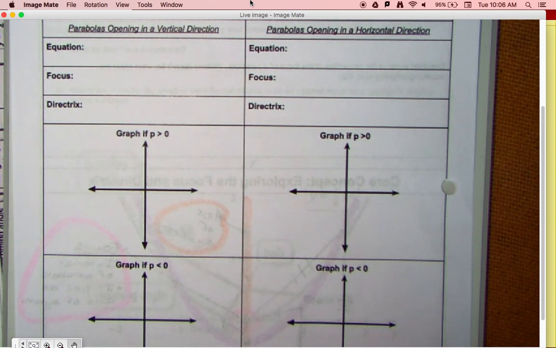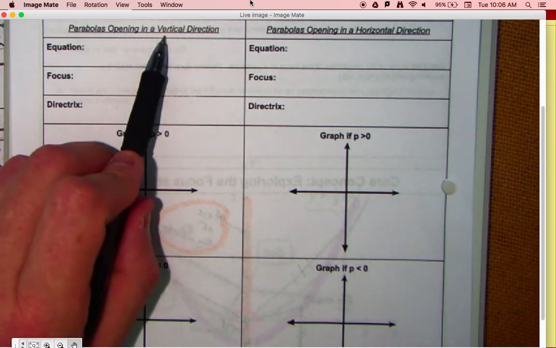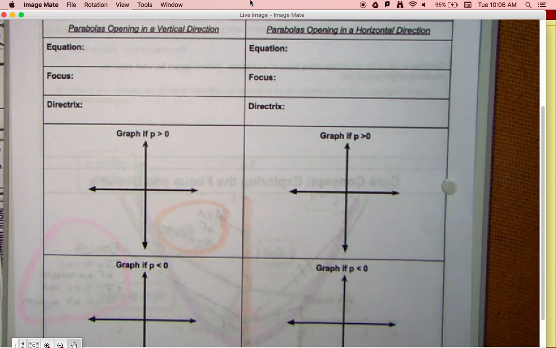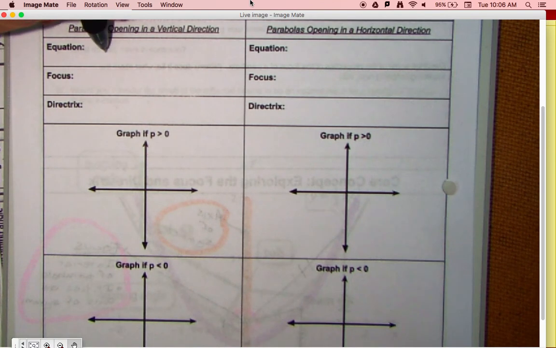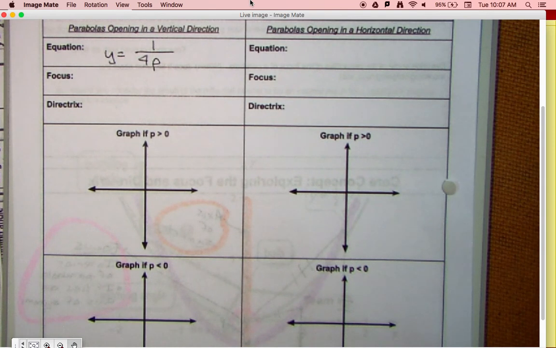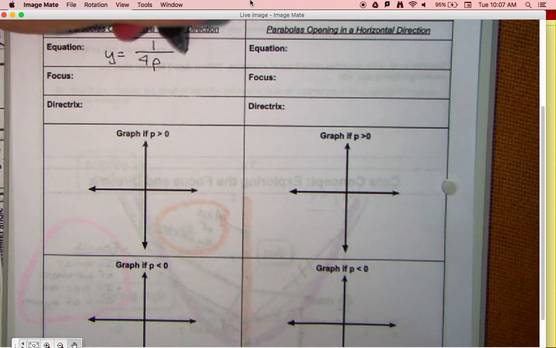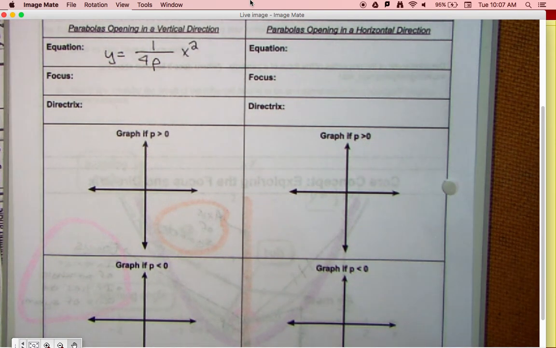Okay, so let's go ahead and start with an equation. So we're going to talk about parabolas that open in the vertical direction. So they either open up or they open down. So what does the equation look like? The equation looks like this. It's going to be y equals 1 over 4p, where p is part of the denominator. And remember we talked about that p distance just a moment ago. Equals x squared.